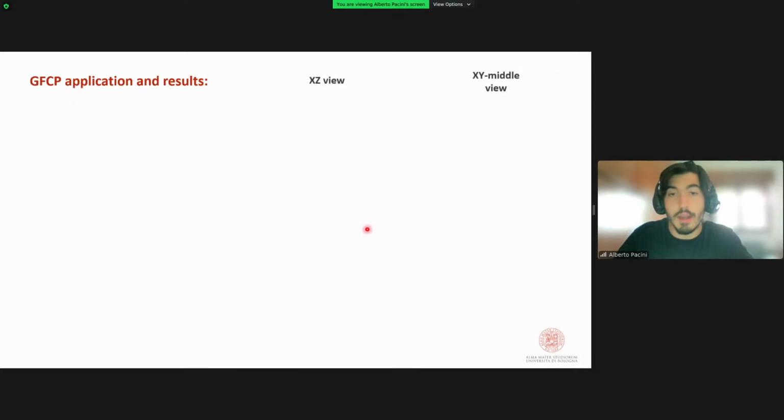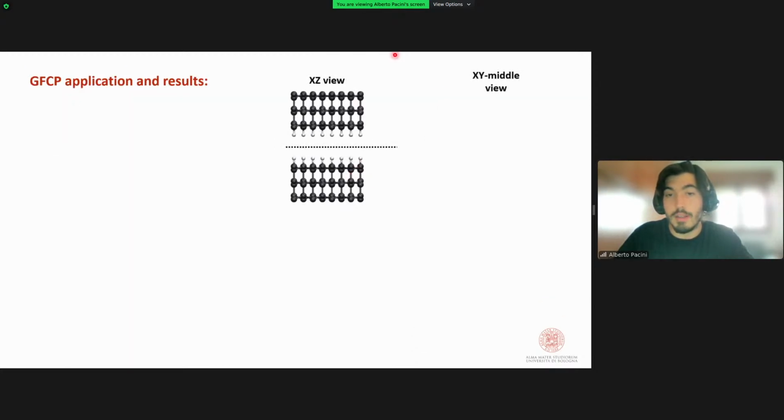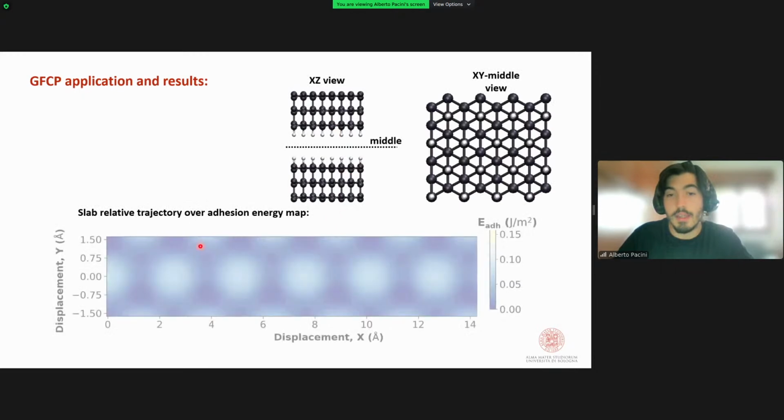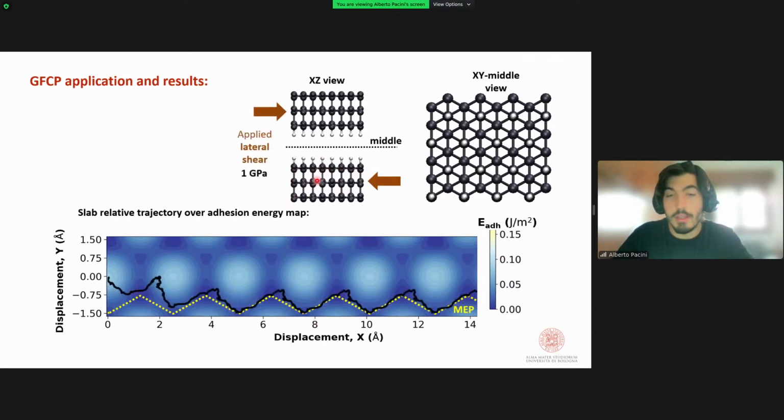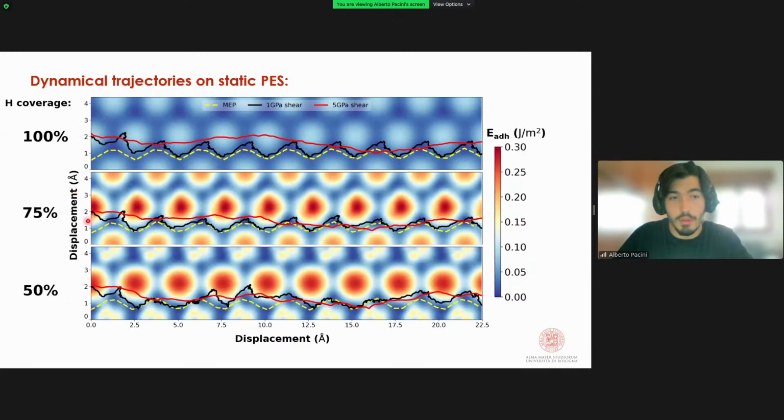So what we have done is we take our interface and we perform static calculations to get an adhesion energy map. And we know that the minimum energy path is a property of the potential energy surface. And then we start the lateral shear, and we record the relative trajectories upon the potential energy surface for both the sliding regimes. And we perform this analysis for every passivation, and we get these beautiful plots.